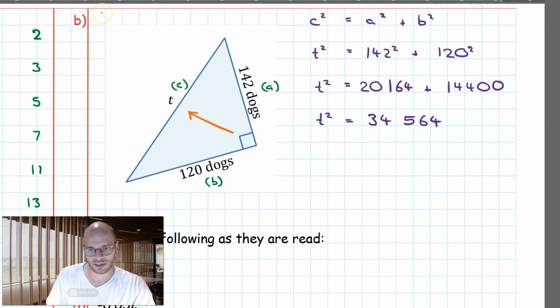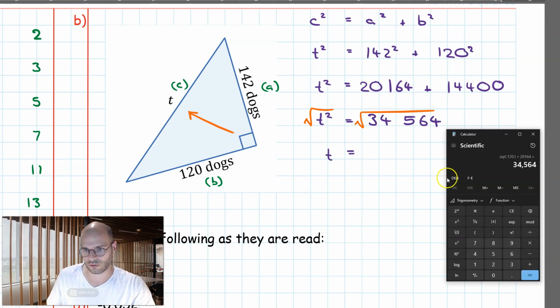Now, I don't care what T squared is, rather I care what T is. So what I do is I take the square root of both sides of the equation. The square root of T squared is just T. The square root of 34,564 is 185.91395 and so on.